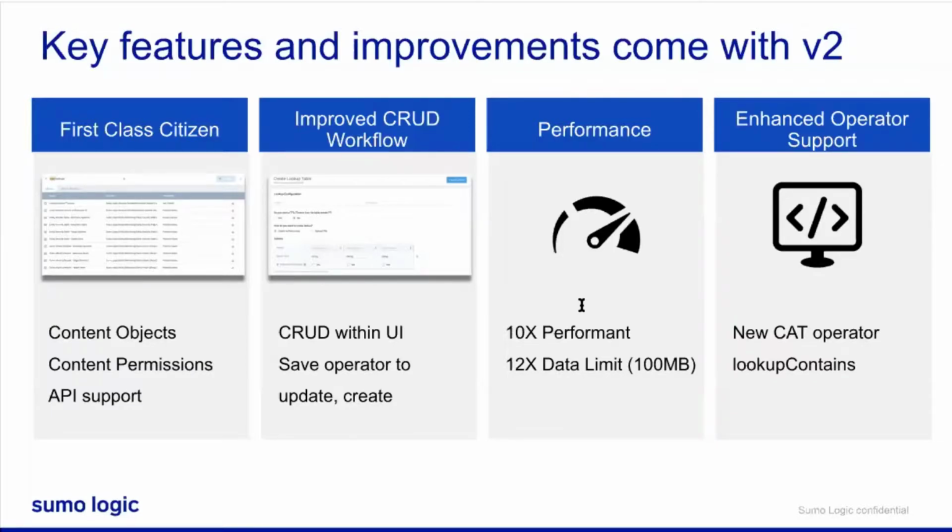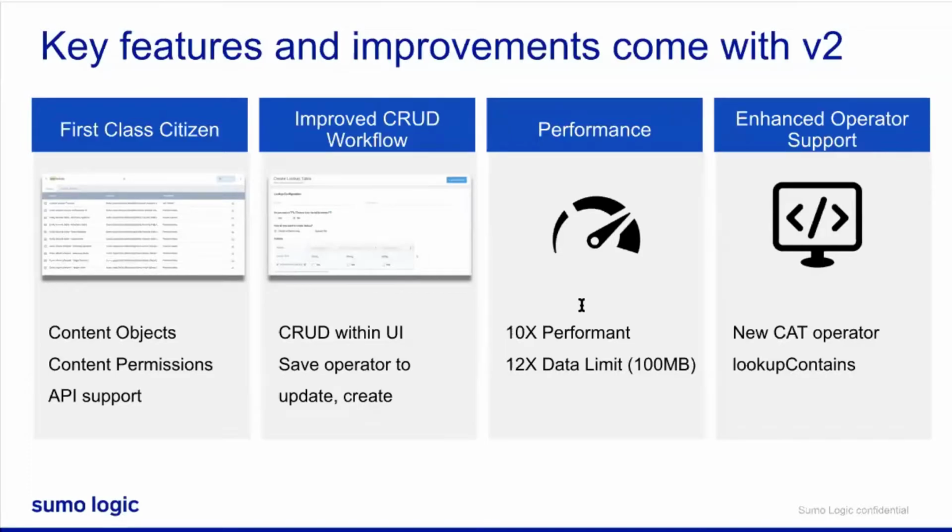This is pretty important, especially from a content permission standpoint. Lookup tables are used to enrich our logs with additional information. This information might be considered sensitive, and you might not want to expose it to all the other users within your org. So content RBAC permissions will allow you to control who has access to these tables.